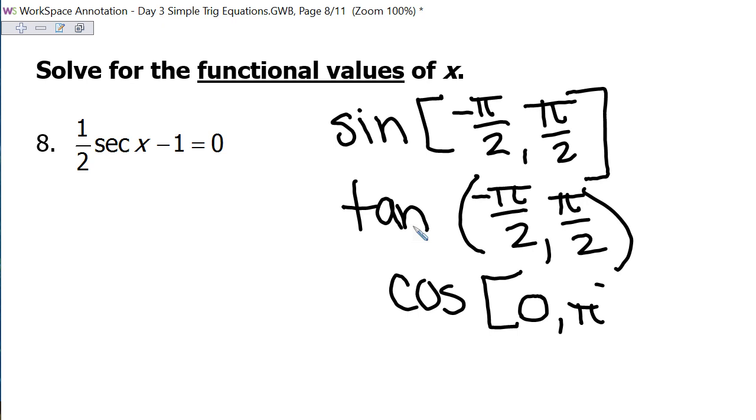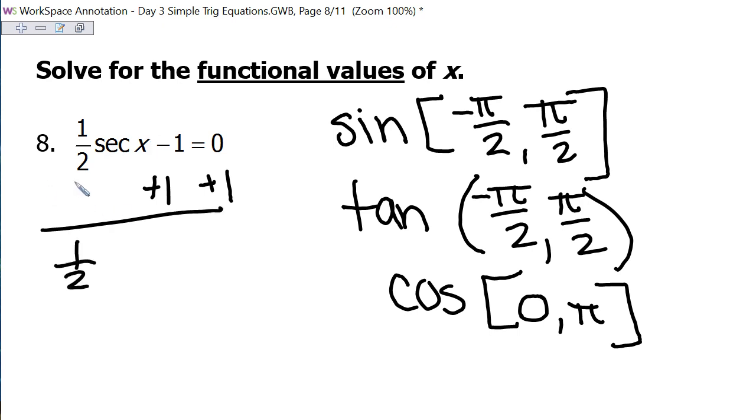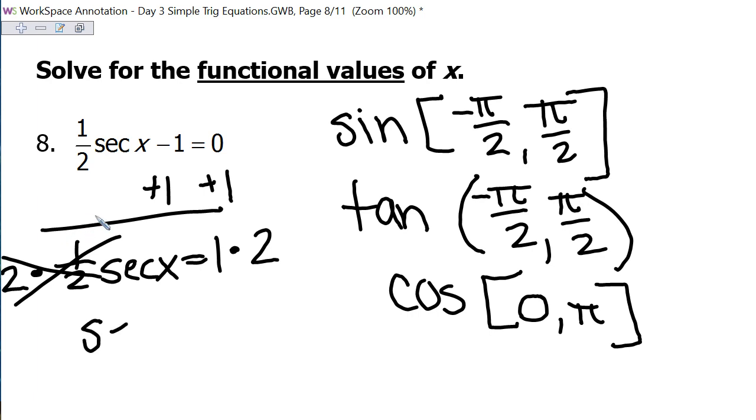Okay, so same thing we've been doing. Step 1, get the trig by itself. What will we have to do first for number 8? Add 1 to both sides. So 1/2 times secant of x is equal to 1. And instead of dividing by 1/2, I'm just going to multiply both sides by 2. That gives me secant of x is equal to 2.